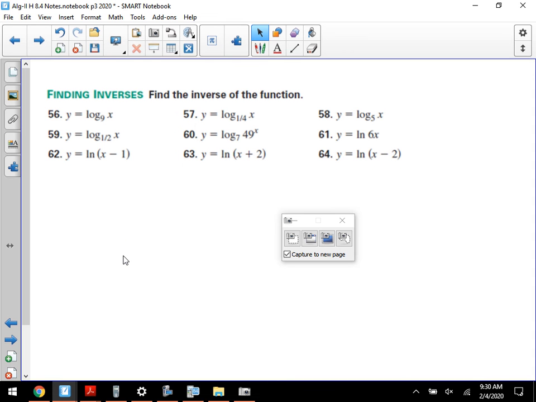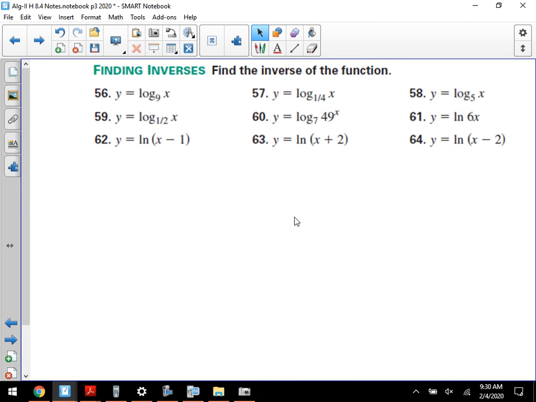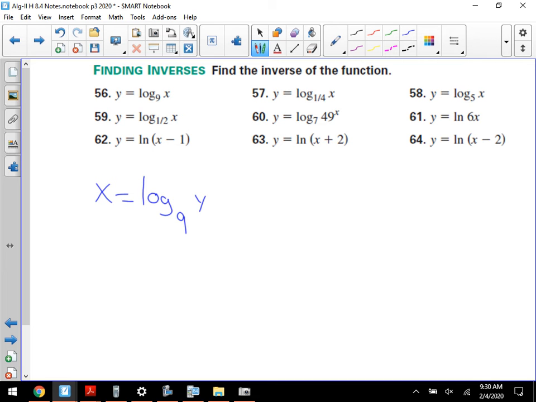56. Rules of inverses say switch x and y and resolve. Okay? So if I just look at 56 right away, if I flip-flop x and y on 56, I get x is log base 9 of y. In order to get y by itself now, I need to use the properties of logarithms.